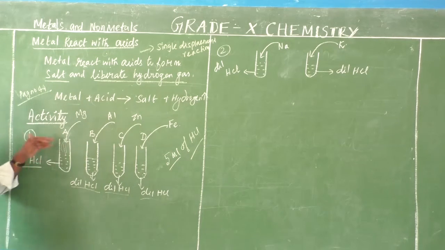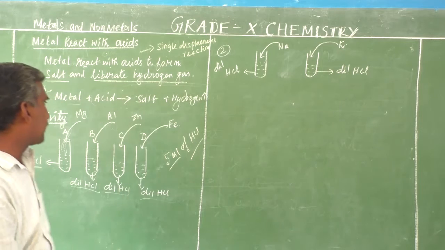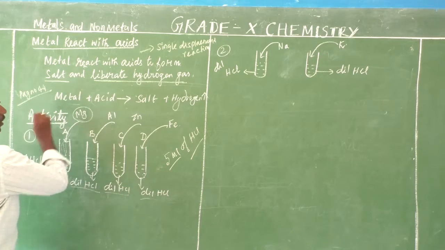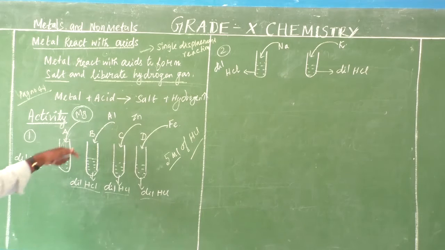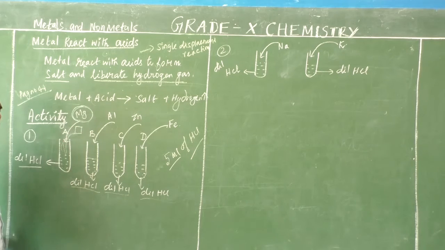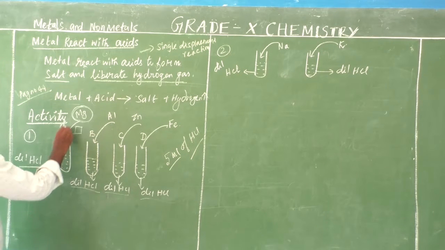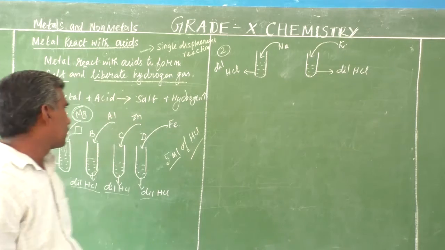Now, in test tube A, you add magnesium metal, a small amount of magnesium ribbon. This metal reacts vigorously and liberates hydrogen gas very quickly.